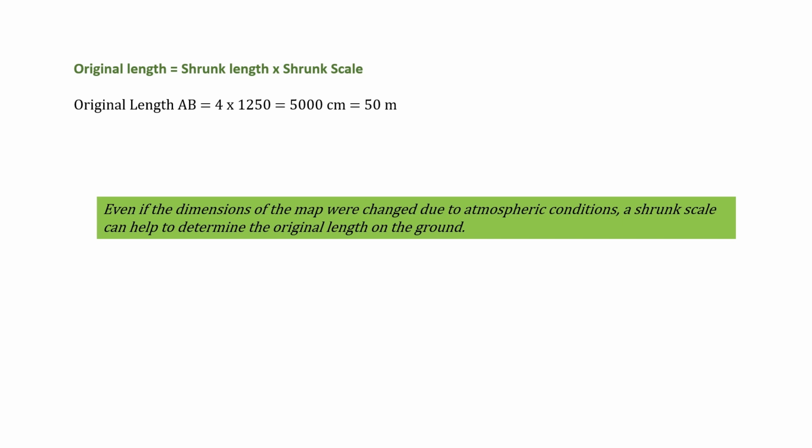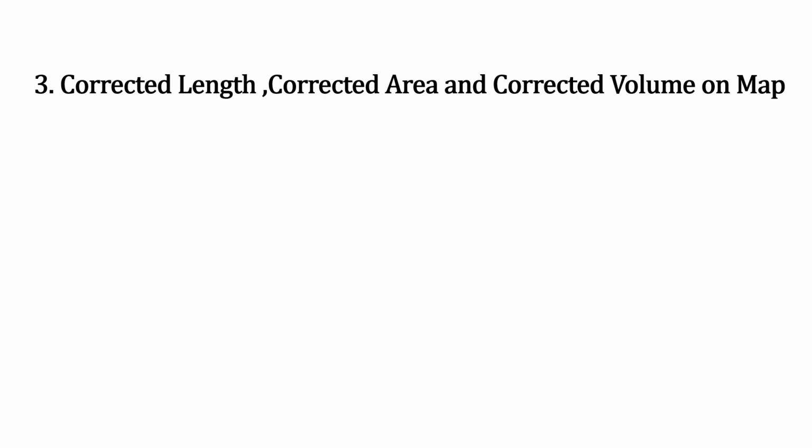In addition to the explained equations, we can also derive equations for corrected length, area, and volume in map as well as on the ground. Let's discuss each, one by one. FYI, shrunk length is also called the measured length, while original length is also called the corrected length. Corrected length, corrected area and corrected volume on map. We know that corrected length or original length equals shrunk or measured length divided by shrinkage factor.